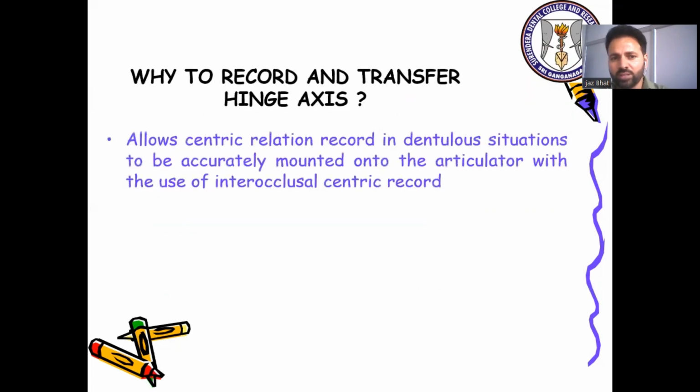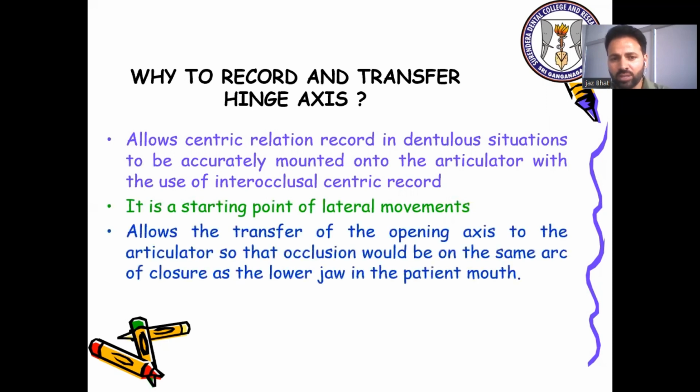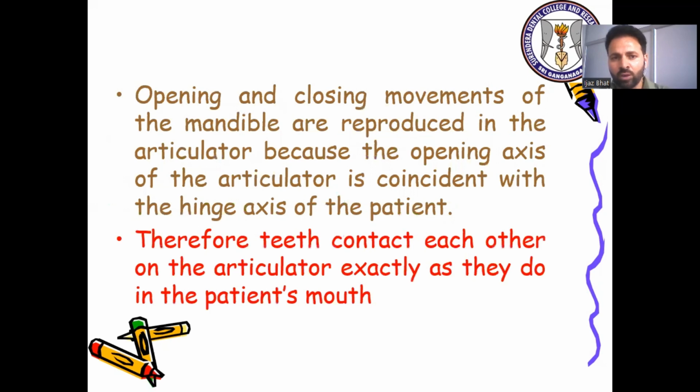Why record and transfer hinge axes? It allows the centric relation record in dentulous situations to be accurately mounted onto the articulator with the use of an interocclusal centric record. It is a straight point of lateral movement, and allows the transfer of the opening axis to the articulator so that occlusion would be on the same arc of closure as the lower jaw in the patient's mouth. Opening and closing movements of the mandible are reproduced in the articulator because the opening axis of the articulator is coincident with the hinge axis of the patient. Therefore, the teeth contact each other on the articulator exactly as they do in the patient's mouth.